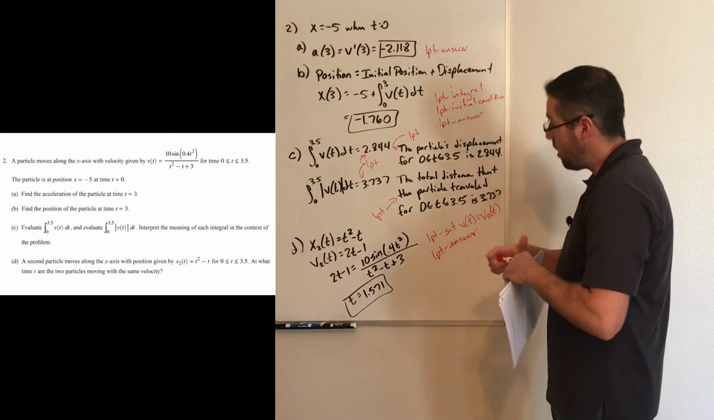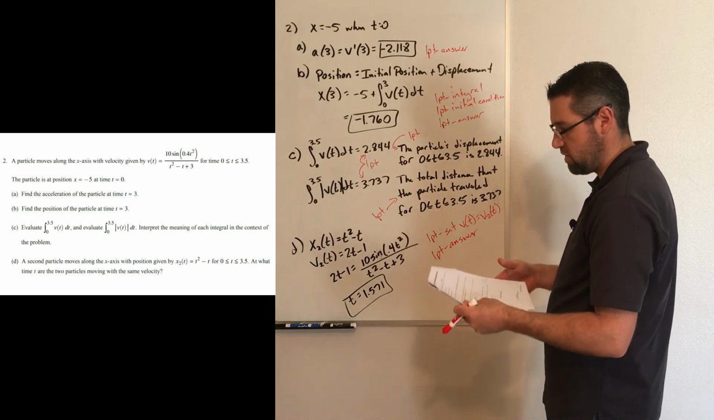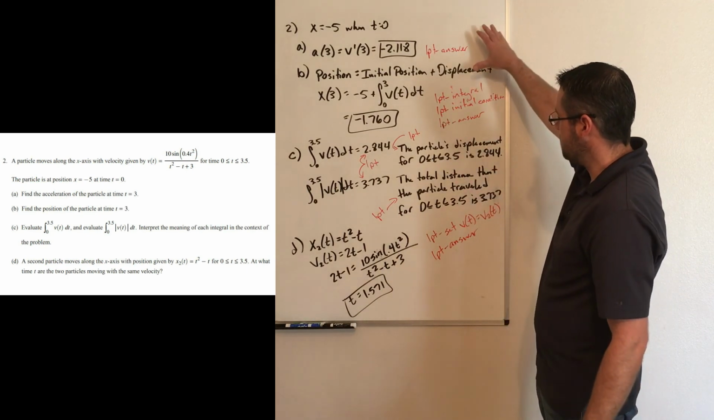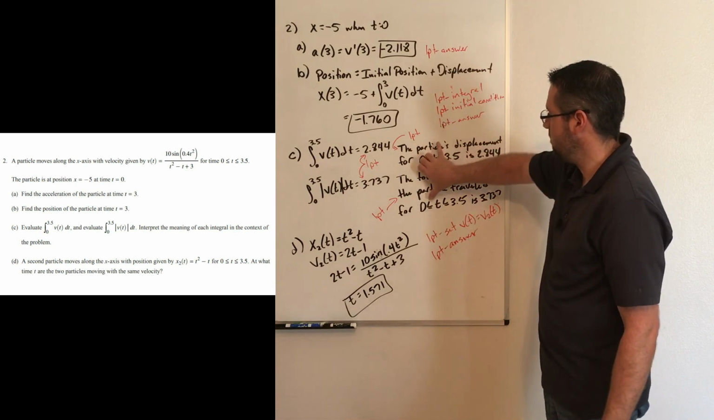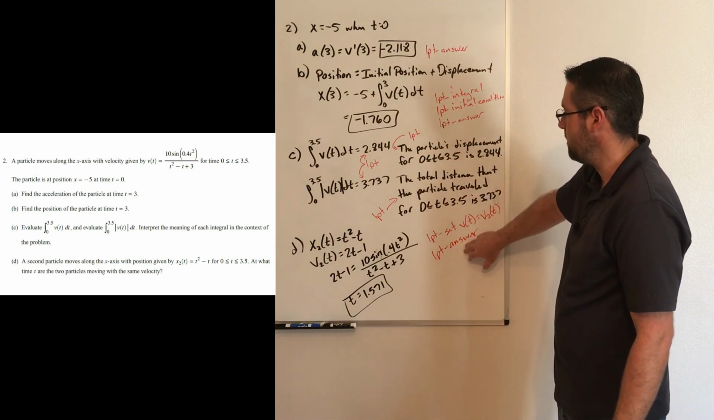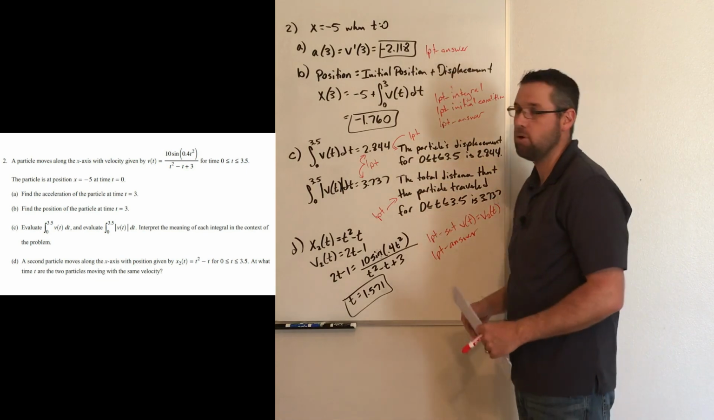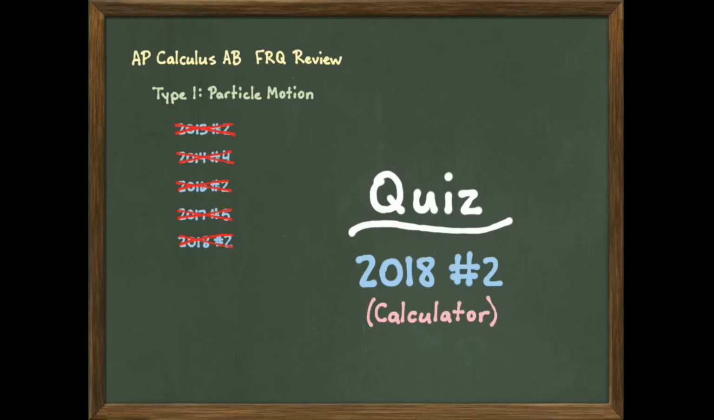All right, so that's all of number 2 from 2018. It's worth a total of 9 points here: 1 for part A, 3 for part B, 3 for part C, and 2 for part D. Go ahead and grade yourself. You're going to input your score for the last 2 FRQs, question number 5 from 2017 and question number 2 from 2018. And if you have any questions on these things, please make sure you're asking me, because this wraps up our review of particle motion.